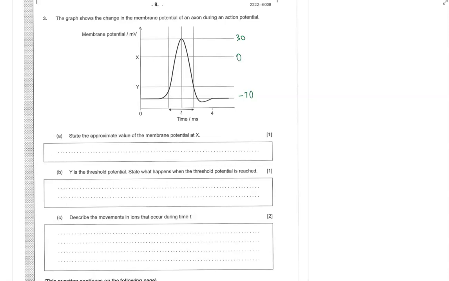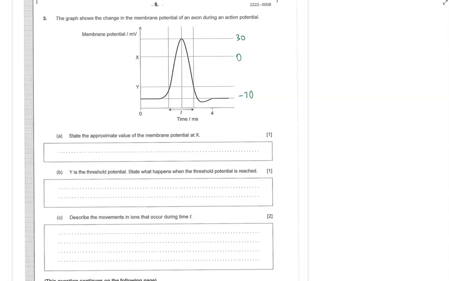Okay. Y is the threshold potential. So state what happens when the threshold potential is reached. So at the threshold potential, you've got your sodium channels start to open, depolarization occurs, and action potential begins. It's that all or nothing response. Once it starts, it goes.